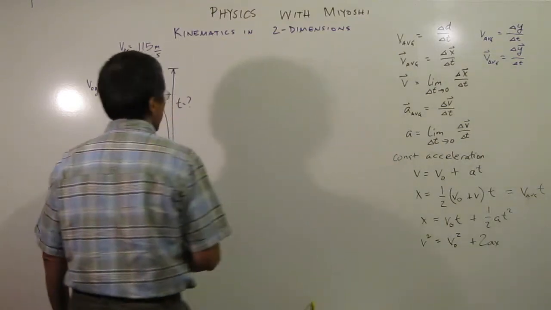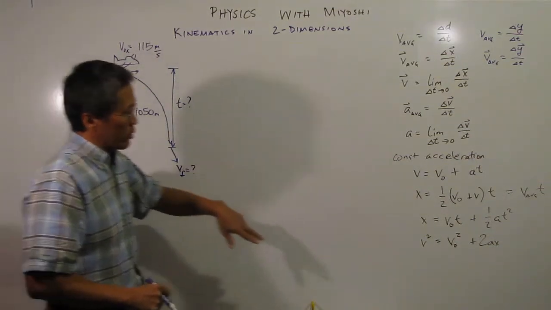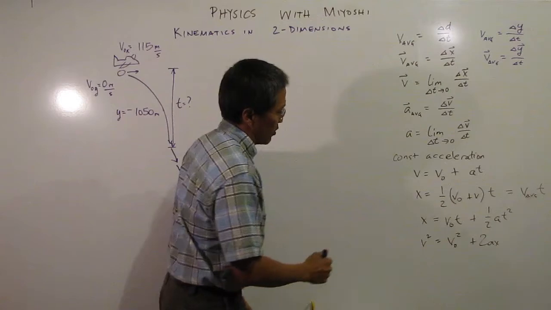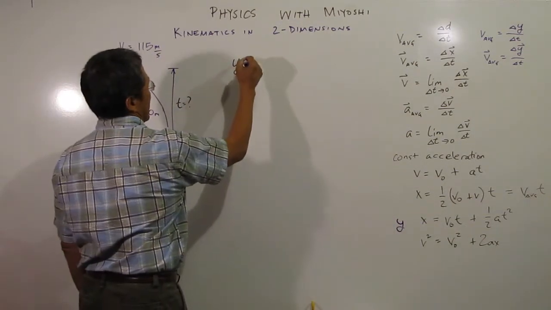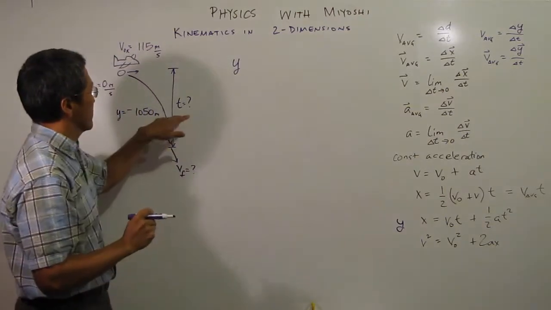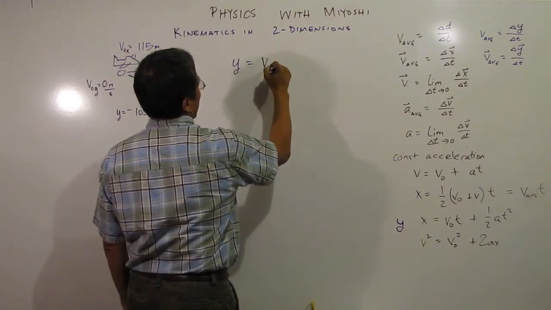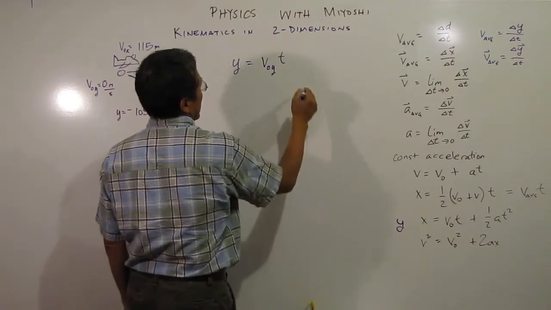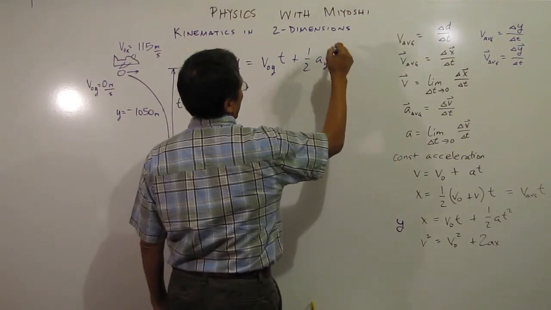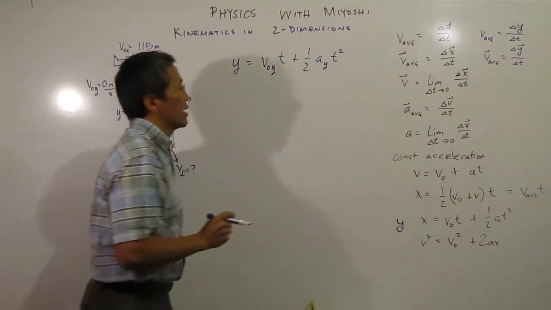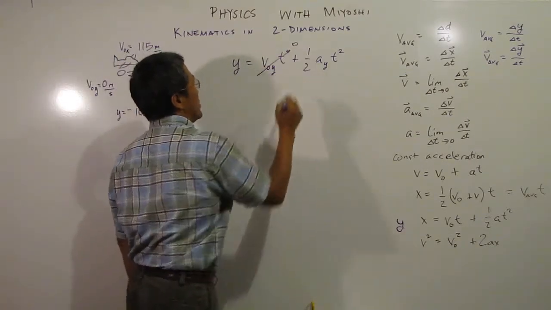So, how do we do this problem? Well, first of all, we're going to draw a picture, which I've already done. And then we're going to use this equation right here, but instead of x, of course, we're going to use y. I'm going to use y to find my time. So y is v0 in the y direction times t plus 1/2 a in the y direction, of course, times t squared. And we can solve this knowing that v0y is going to be 0.